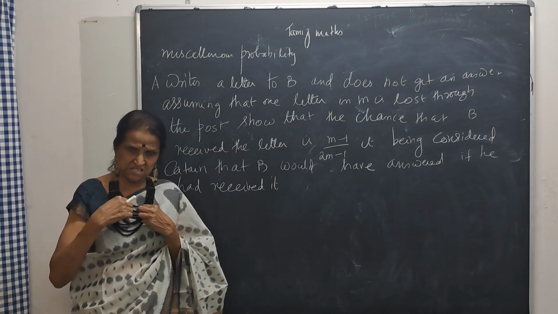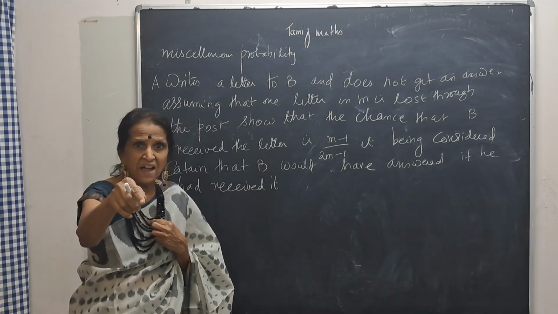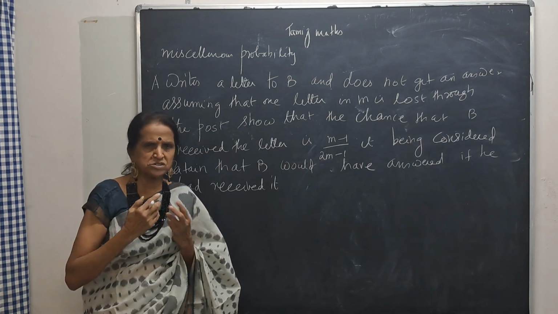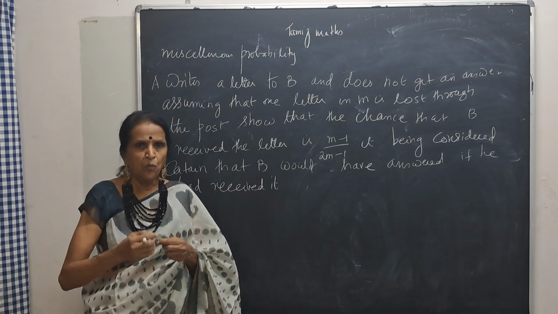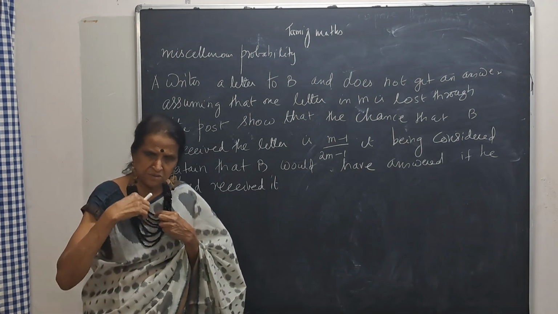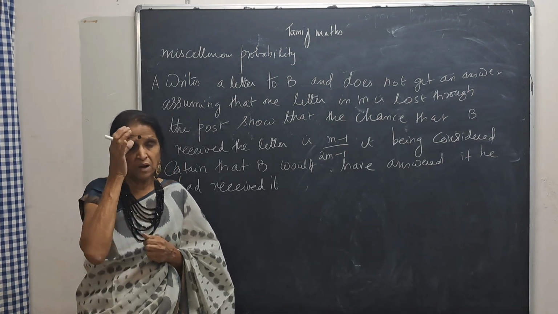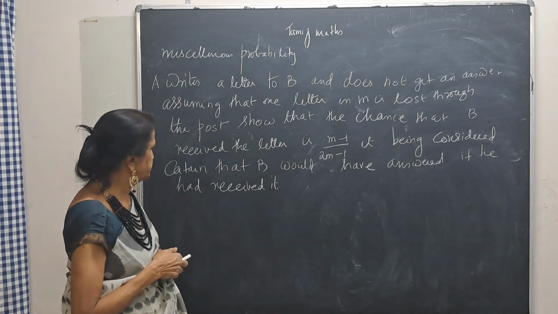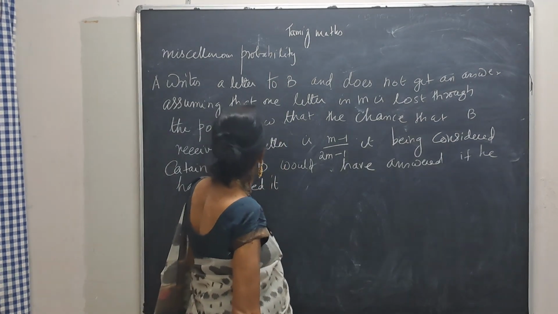My letter would have reached B. B would have replied. But when it's coming through the post, it would have got lost. Or else, my letter wouldn't have reached B at all. That is, my letter itself would have been lost in the post. What is the probability? B would have answered it if he had received the letter.